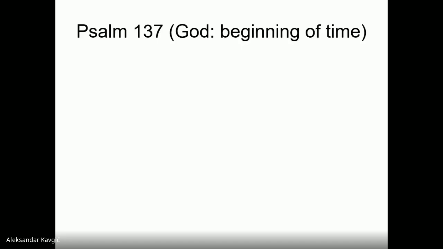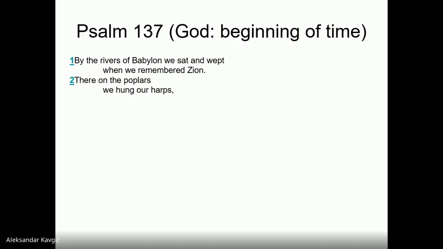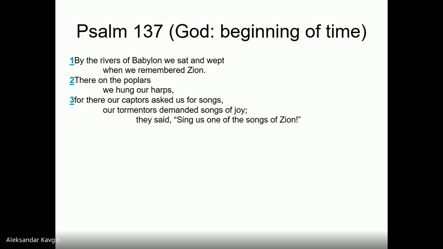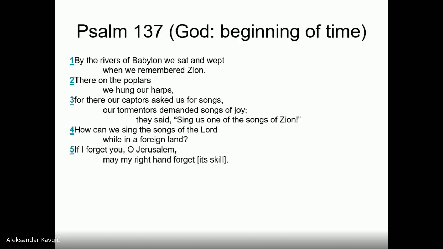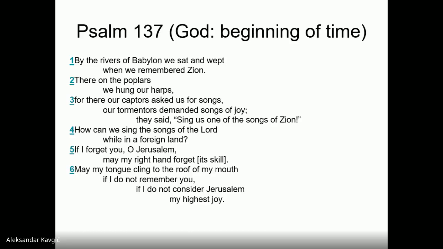It's from Psalm 137. It says, by the rivers of Babylon we sat and wept when we remembered Zion. That's actually Boney M's song. There on poplars we hung our harps, for there our captors asked us for songs, our tormentors demanded songs of joy. They said, sing us one of the songs of Zion. How can we sing the songs of the Lord while in a foreign land? If I forget you, O Jerusalem, may my right hand forget its skills.